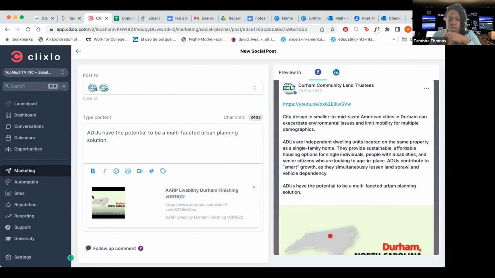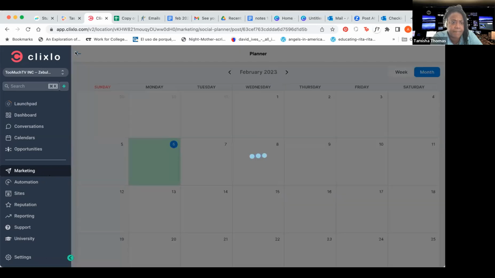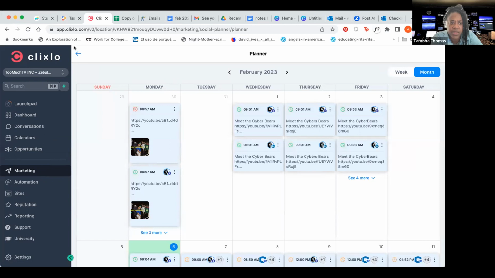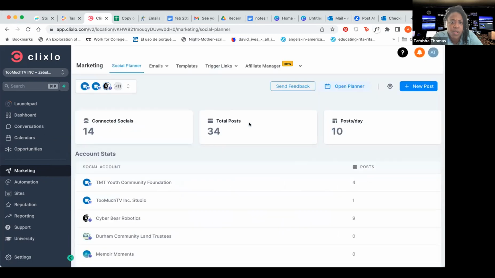And there you go. Let's see, where did the rest of the stored information go? Let's go back to marketing. That was a really good question. Where did it go when I put it in? Save for later. Total posts. Emails, trigger, send feedback, open planning.